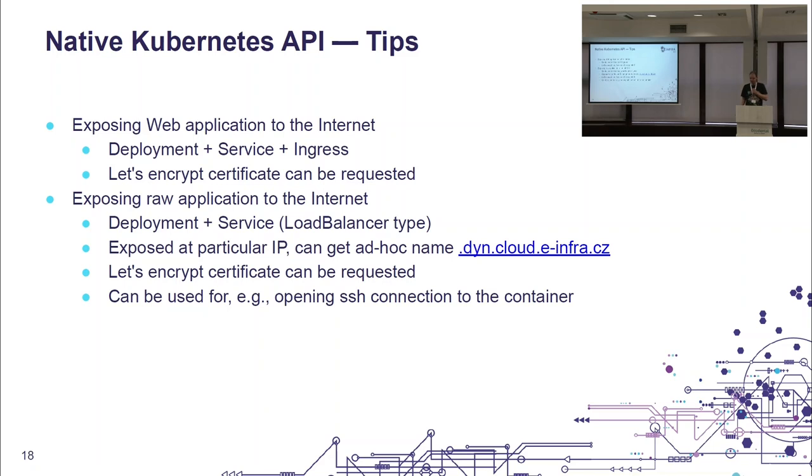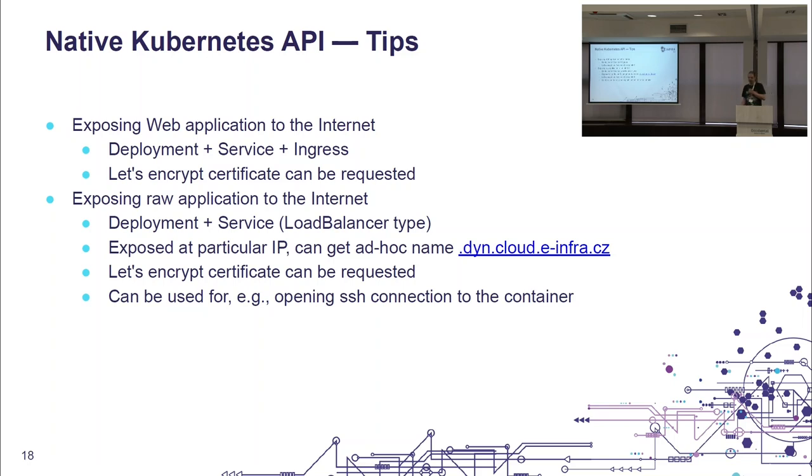So exposing a web application to the internet means that you create a deployment, a service and an ingress. And the Kubernetes infrastructure can issue a Let's Encrypt certificate for you if you want. And it can also create an ad hoc DNS name for your application. So basically right after deployment, your application is exposed at a more or less pretty DNS name with a certificate.